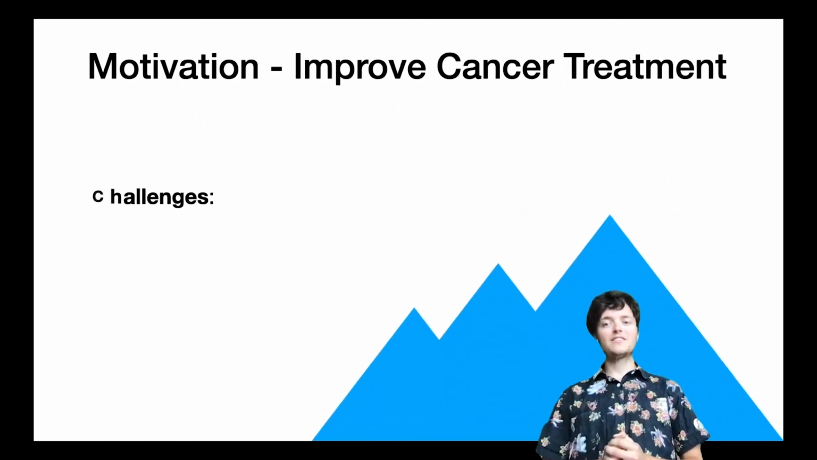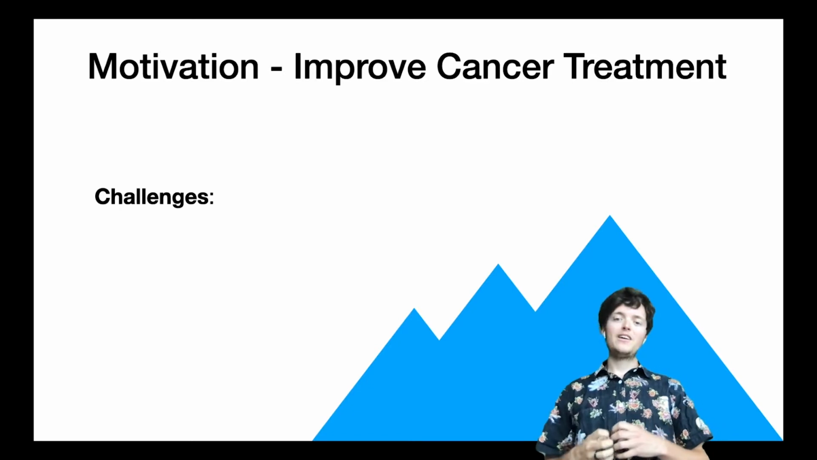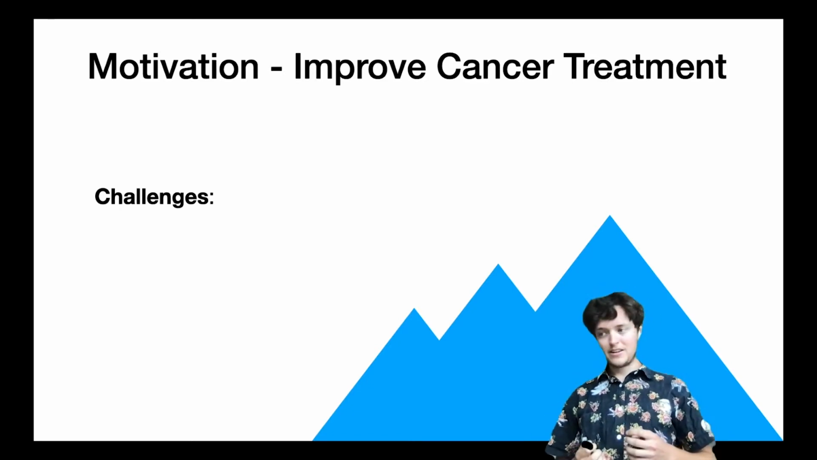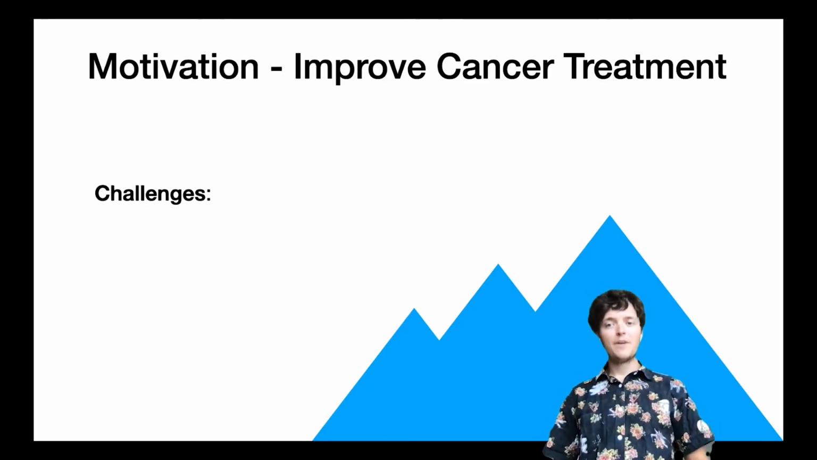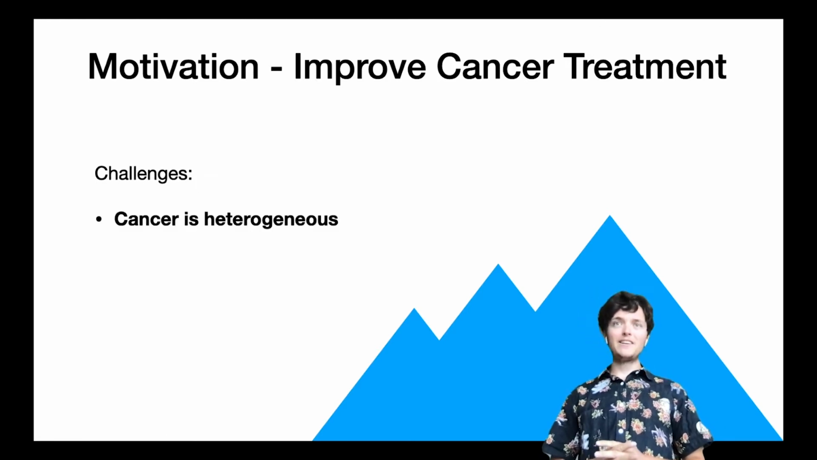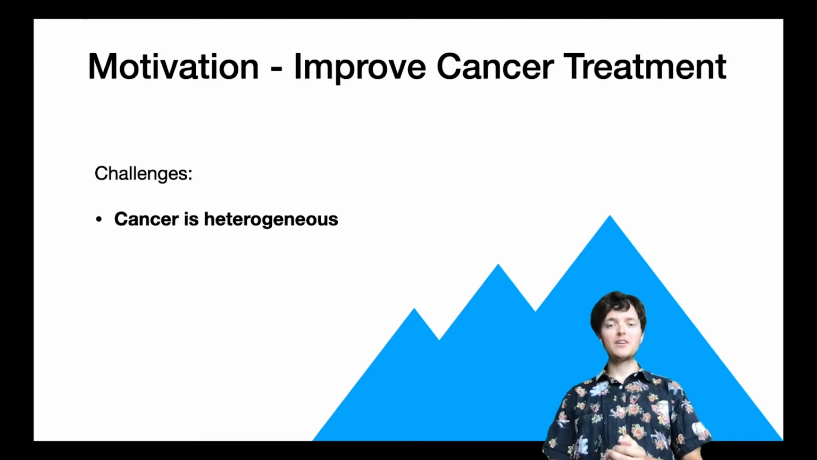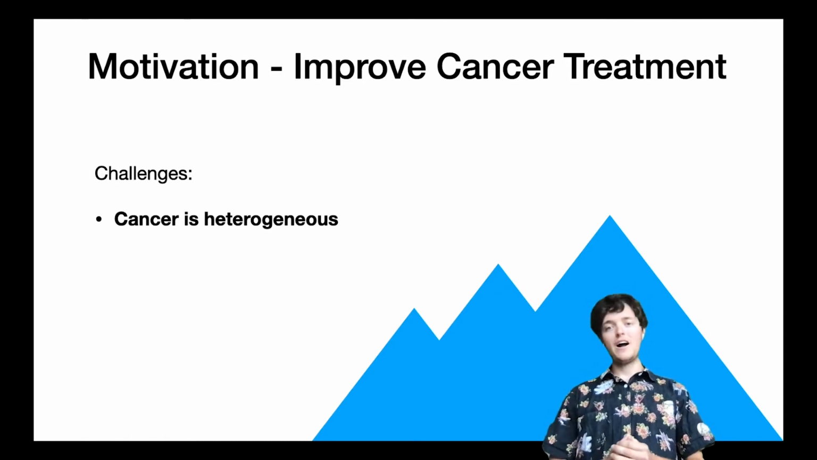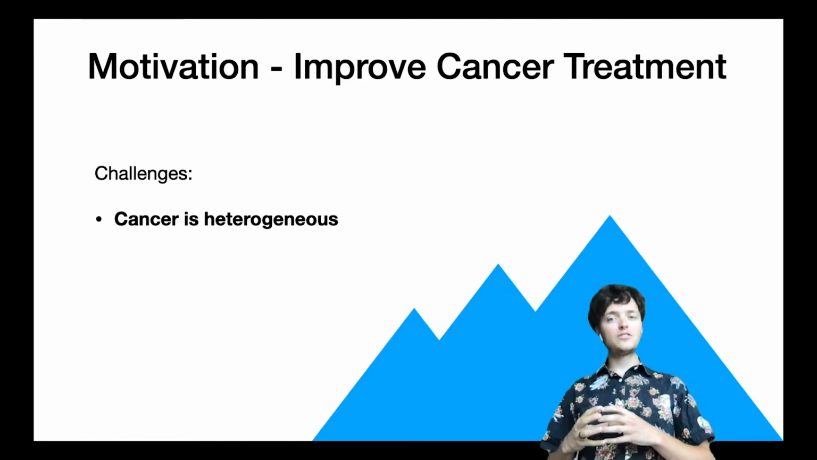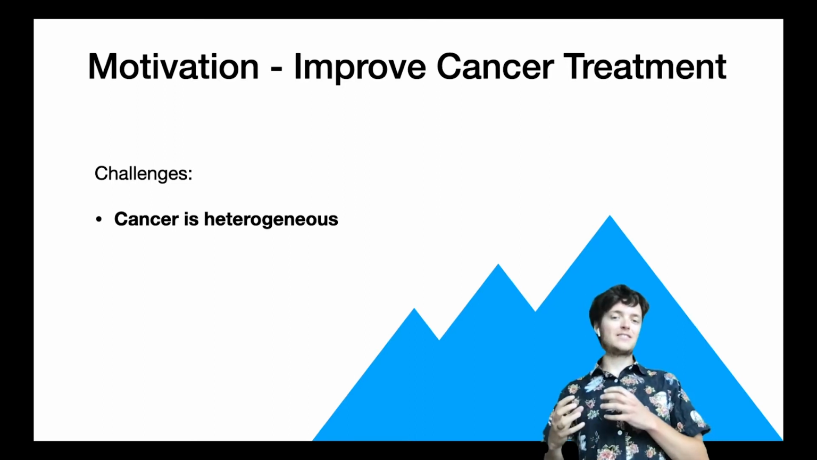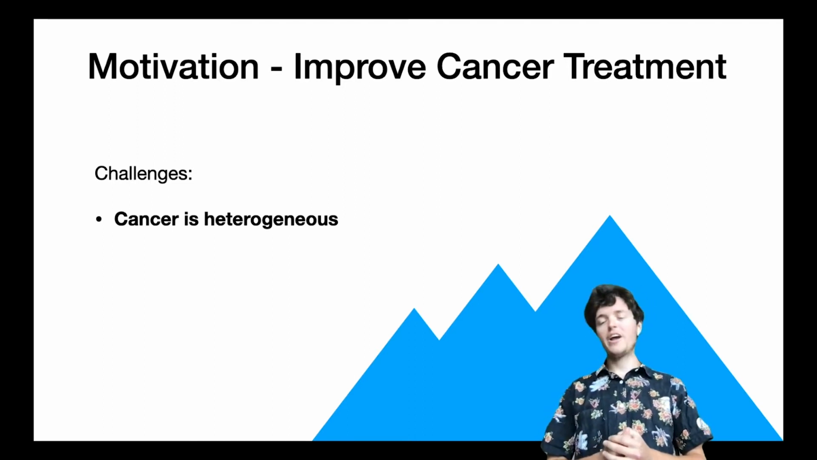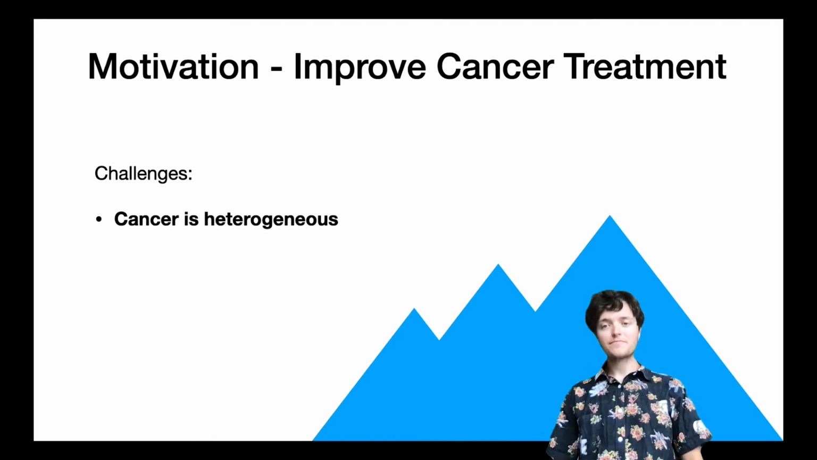Cancer is a disease that occurs when cells within your body divide and grow in an uncontrolled way. One of the reasons that cancer is so difficult to treat is because it is highly heterogeneous. There are many different types of cancer, and even within a single cancer tumor, there are different cells that could react to the same drug differently.